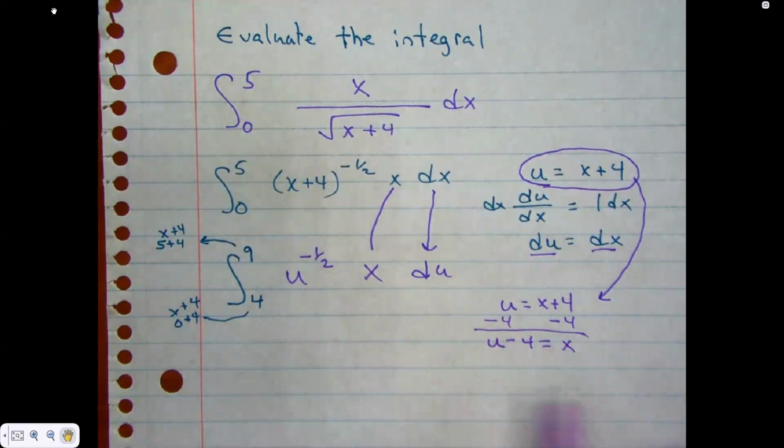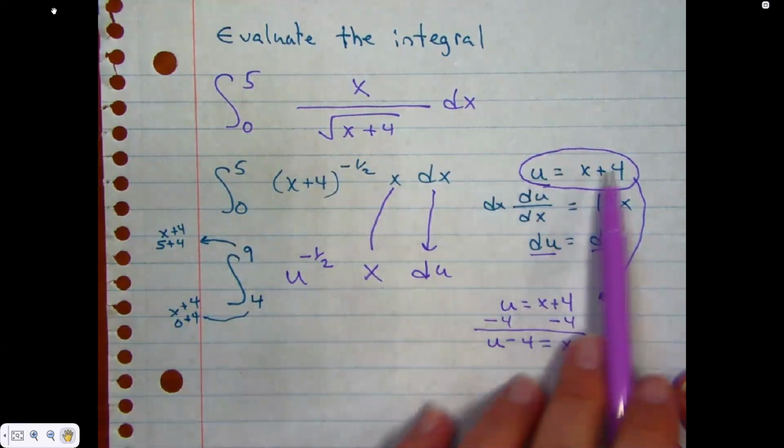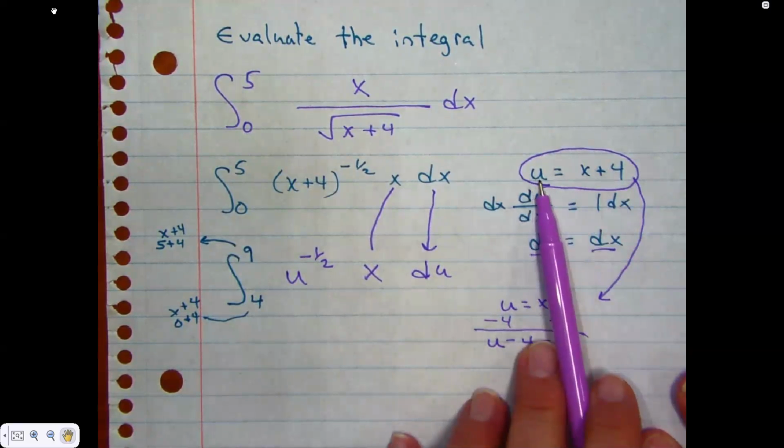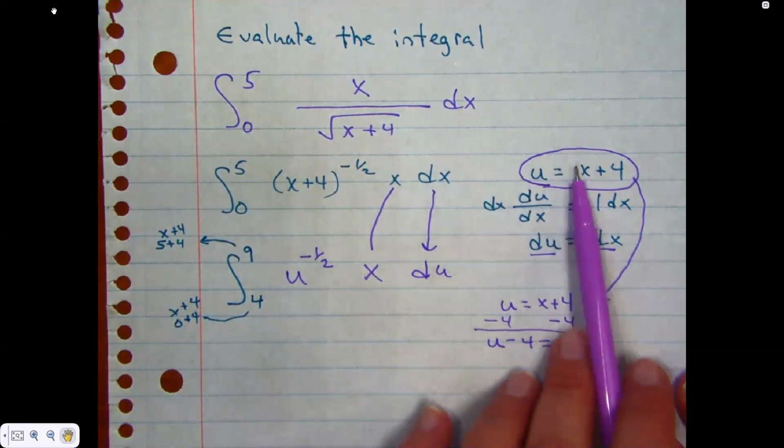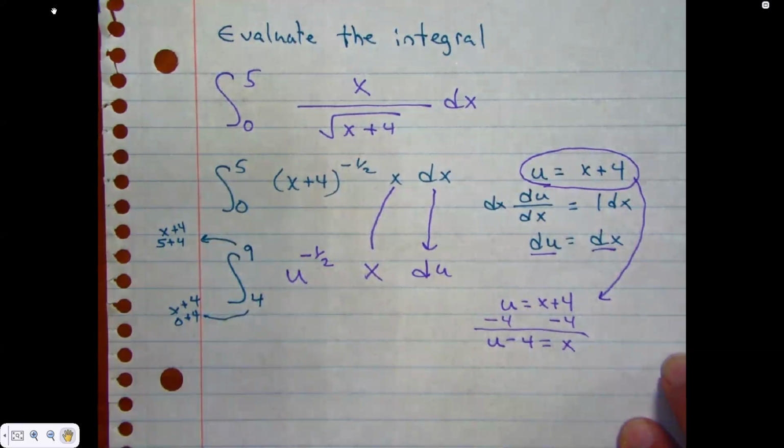u minus 4 can go in place of x. So really, once you identify your u, that's how you change everything. And if it doesn't come out perfectly, then you've got to go back to it again. This u is very important. So now we can write it again.